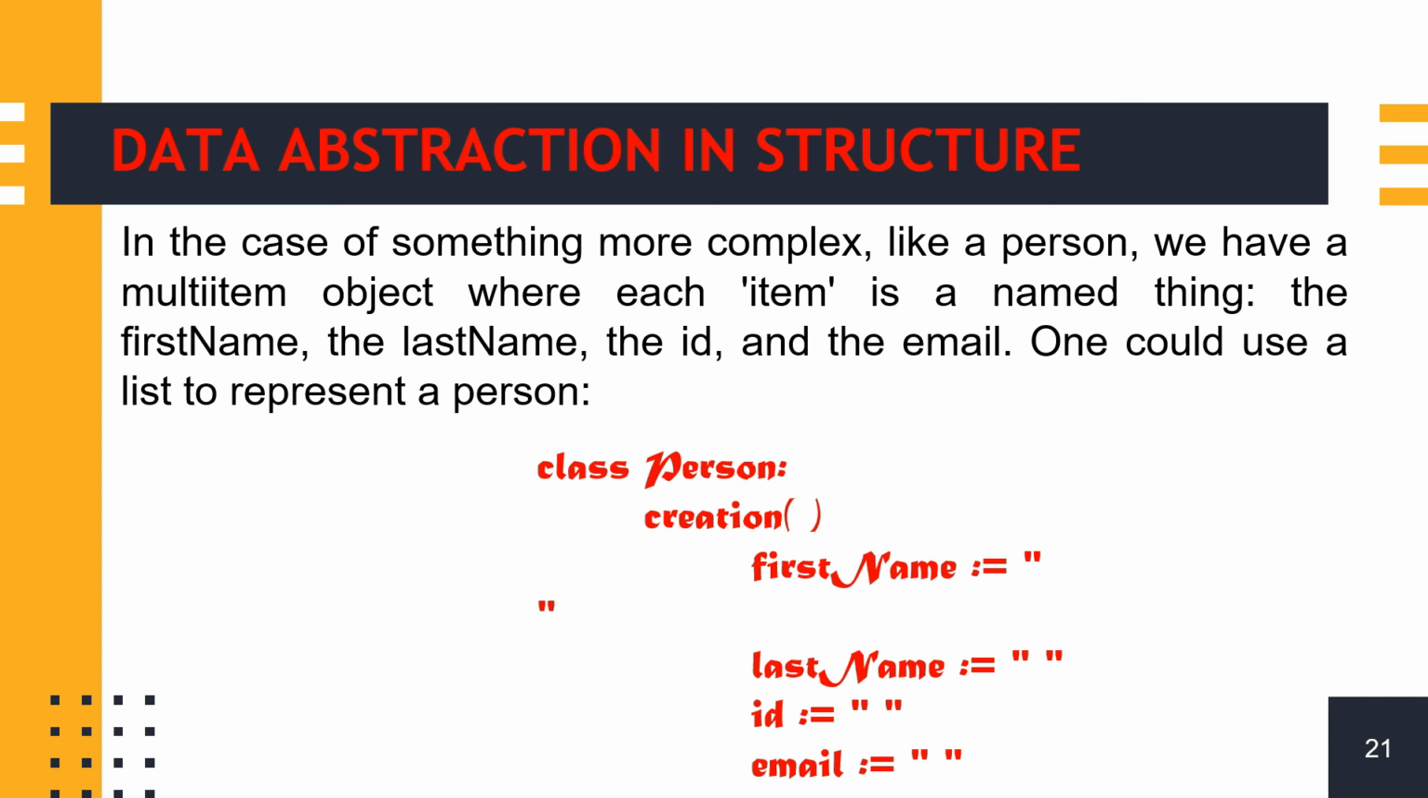Here in the case of something more complex like a person, we have a multi-part object where each item is a named thing: the first name, the last name, the ID and the email. One could use a list to represent a person. Here class person, creation, first name and then last name, ID equal to, email equal to, right?